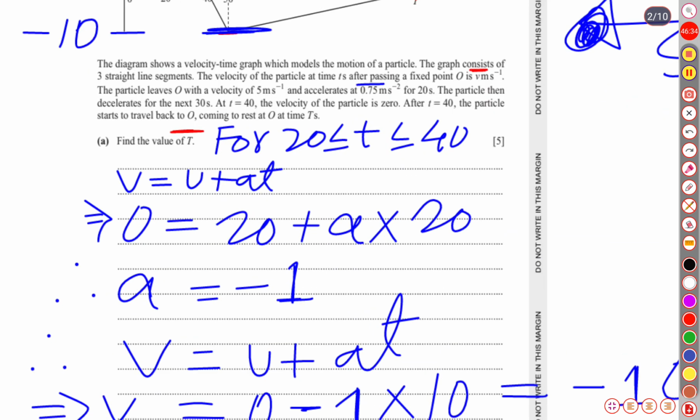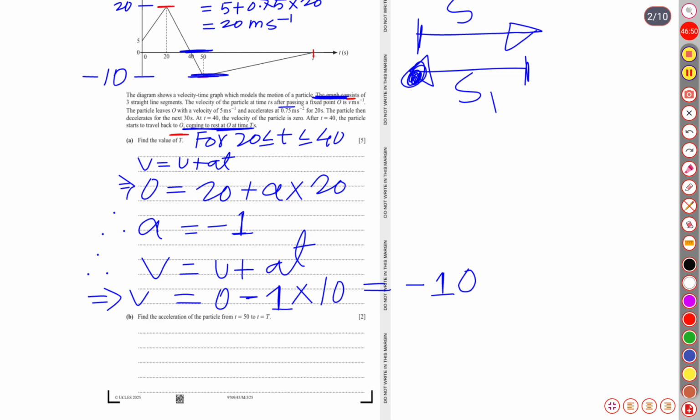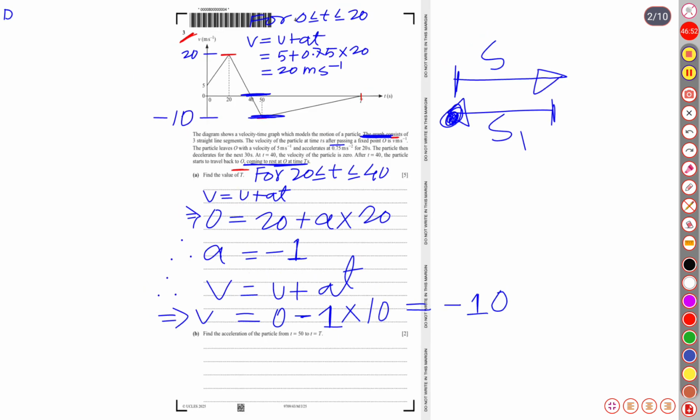Let me show you. It is written, look at this, it is coming to rest at O again. It started from O. Look at this, a particle starts from fixed point O, and it came back to O. So definitely the distance it travels in the first 40 seconds must be equal to the distance traveled afterwards. I mean this area must be equal to this area.